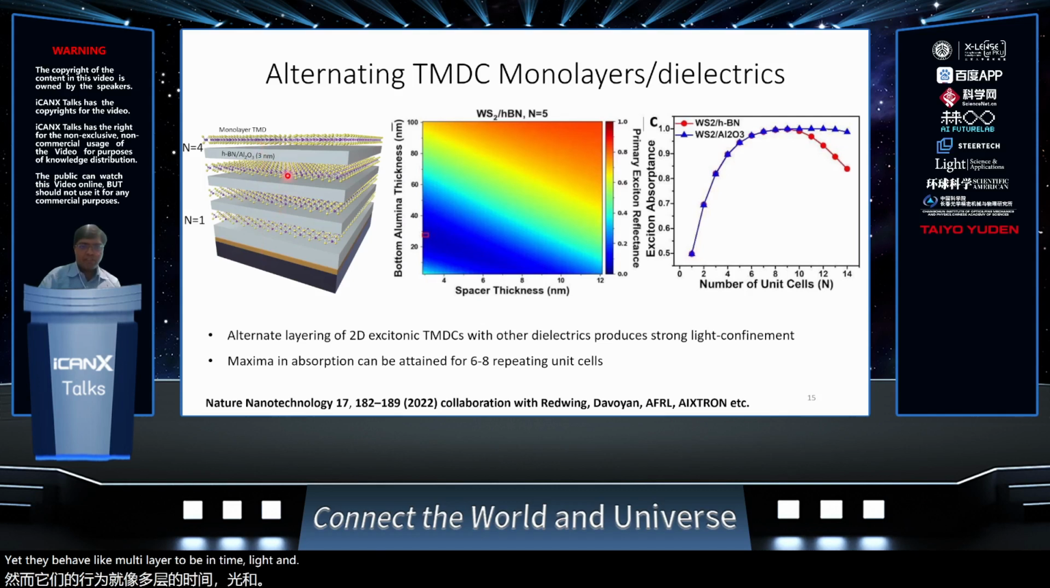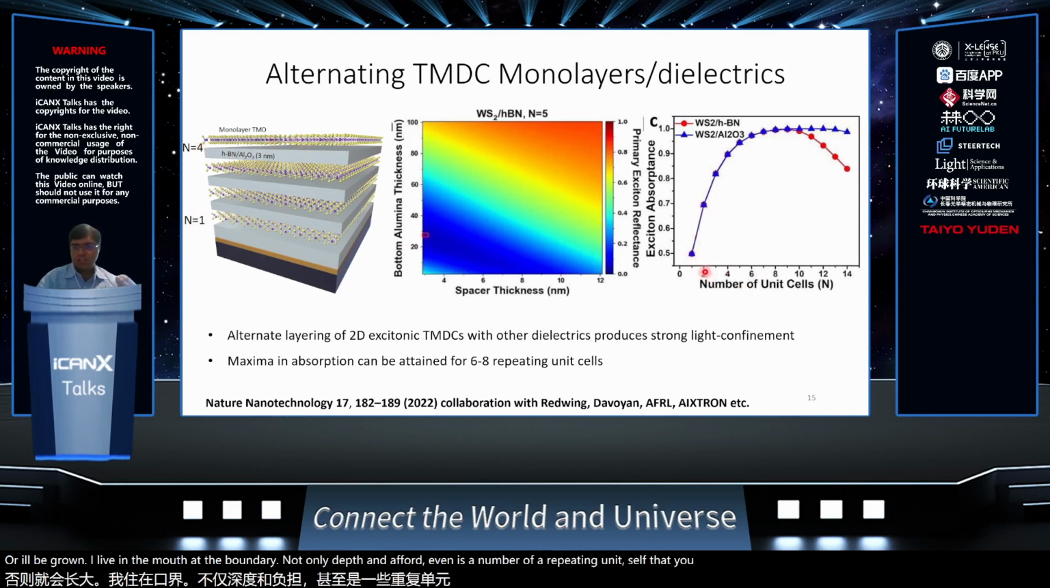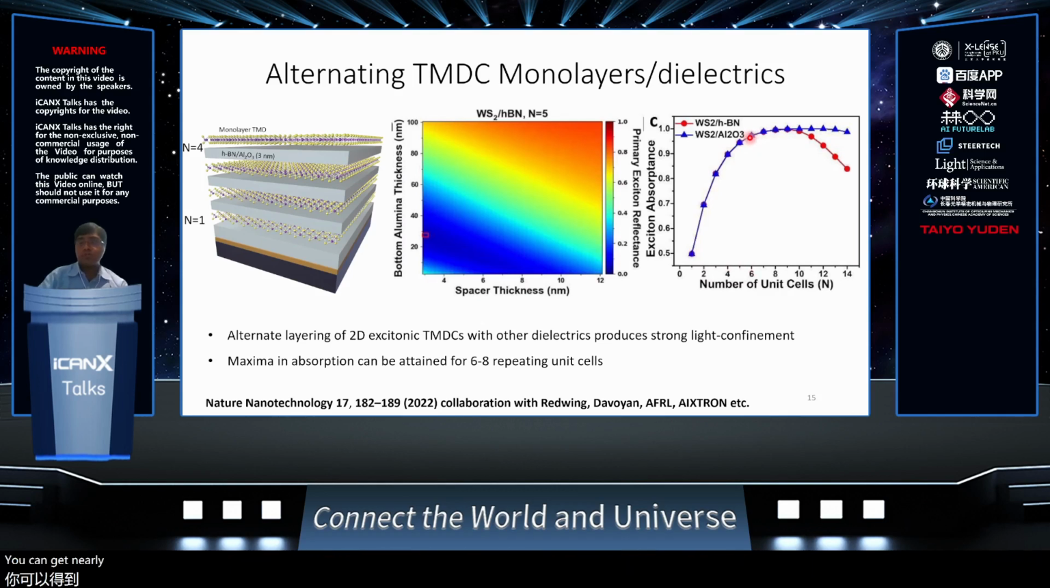And so they came up with this artificial alternating excitonic semiconductor and a dielectric insulator type structure. We call it excitonic metamaterial, right? And they told me that the optimal thickness for the spacer layer in between them, this could be hexagonal boron nitride or ALD grown aluminum oxide, is about 3 nanometers. And even for a small number of repeating unit cells in the structure, even for like 5 or 6 repeating unit cells, you can get nearly 100% absorption at the exciton.